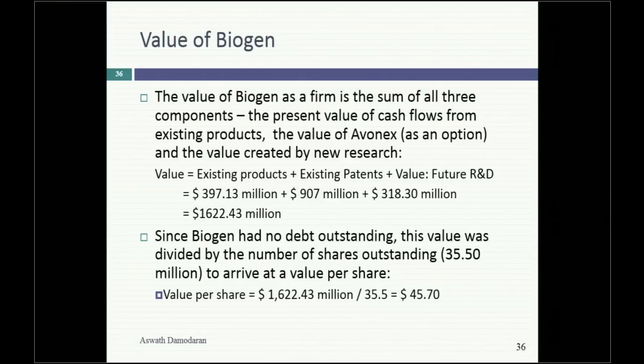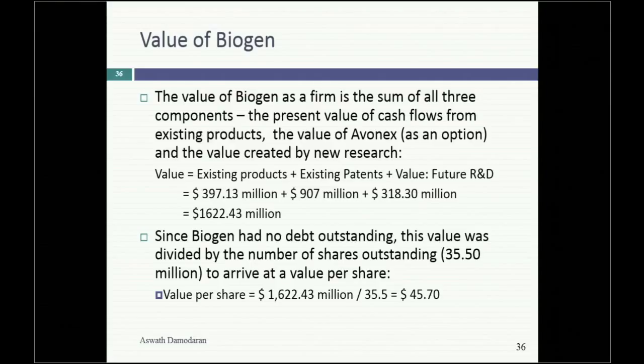Then you do all the normal things you do in a DCF valuation. Add cash, subtract out debt, subtract out option value, divide by the number of shares. In the case of Biogen, there was no debt, very little cash, and no options outstanding. The value per share that I got was $45.70. It's a very different way of thinking about valuing a technology company or a biotechnology company, right?